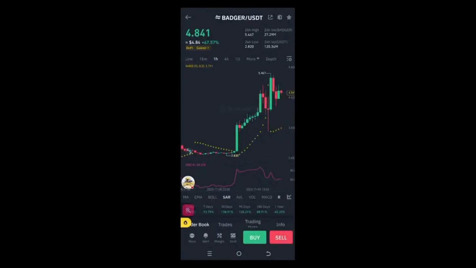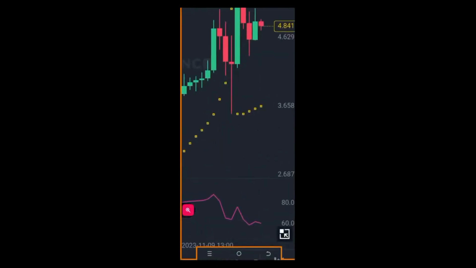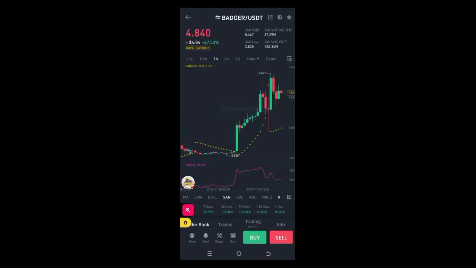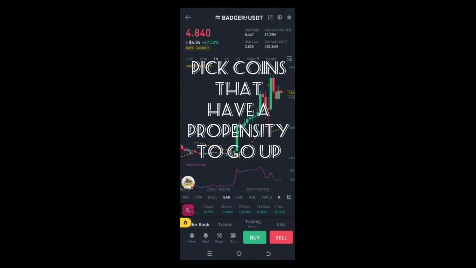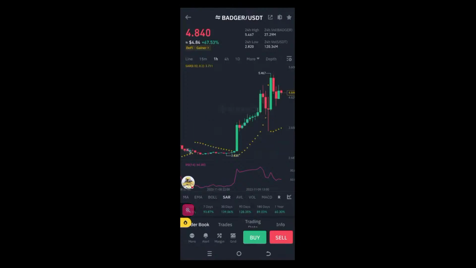Then after a while, in the last 3-4 hours, it had a dump, and then it's back up again and just going up and down, flipping and flopping. But currently, if you take a good look, we have the parabolic SAR underneath. Now, what are the things we have to look at? First off, like I always tell you, you have to choose coins that have a propensity to go up. Not just because you're picking a coin that's already on the ground and it might likely go up. No, that is a probability.